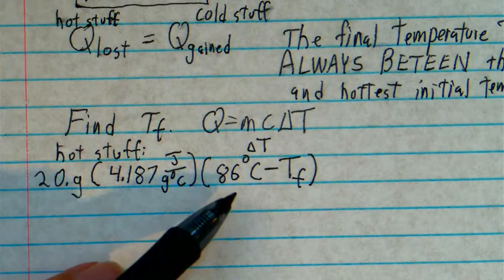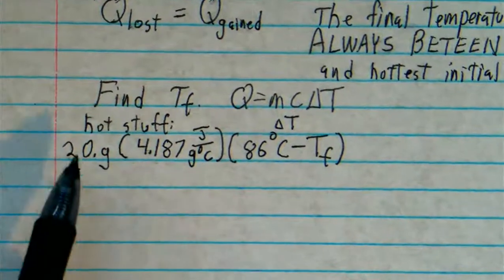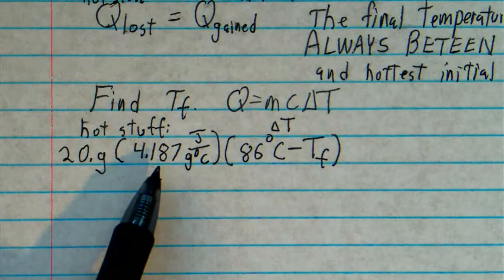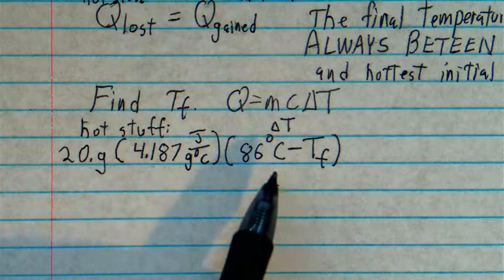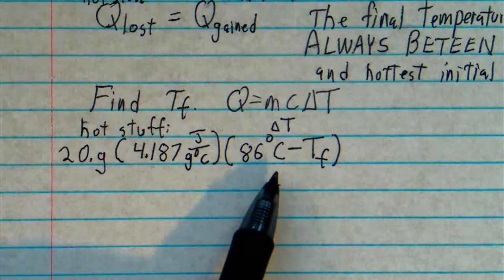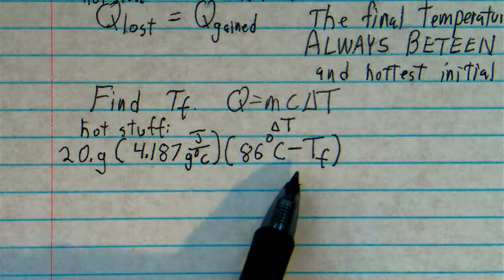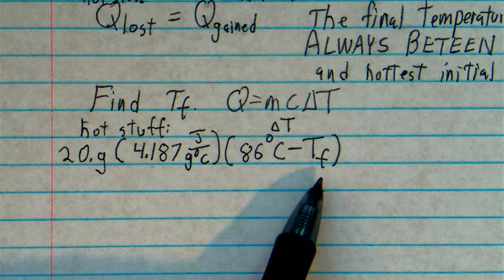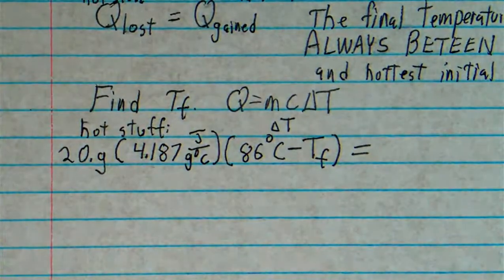mc delta T, filling in what we know: 20 grams, 4.187 joules per gram per degree Celsius. And for delta T, I'm writing it as the hot temperature, which we know, minus the unknown final temperature. Bless you, Giselle. That's for the hot stuff.